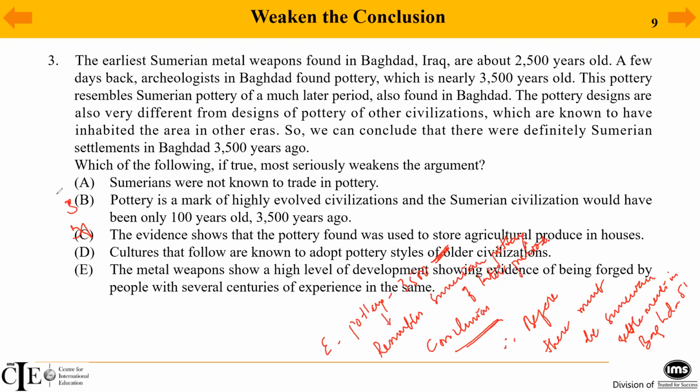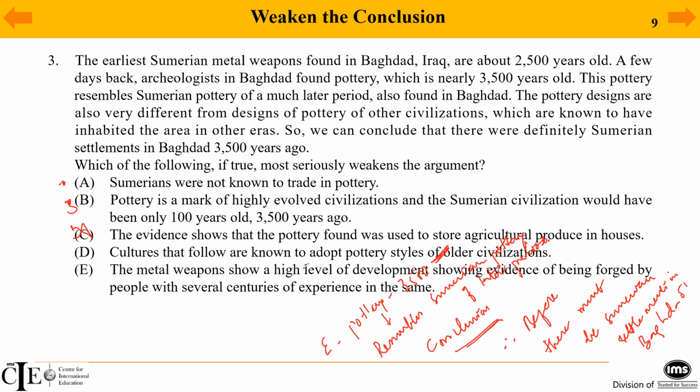Sumerians were not known to trade in pottery. Does that weaken? Maybe they were not trading in pottery, but they were still engaged in pottery. That does not deny it. Just because they don't trade pottery does not mean that it does not exist. Maybe they were not trading it. So this does not weaken, but definitely if he said something about trading, then it would have weakened it. But this is a tricky answer. You can keep it. If there is no other option, we can pick it.